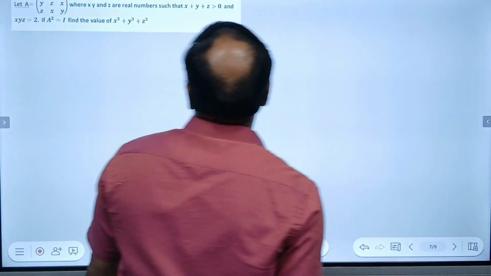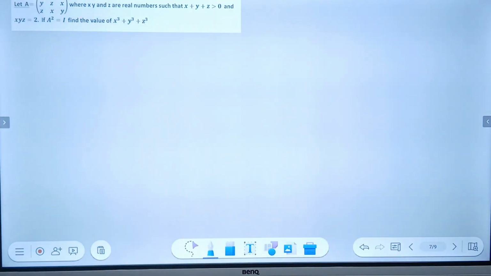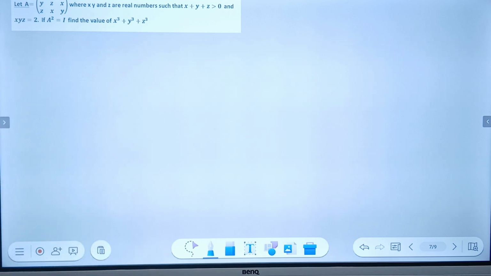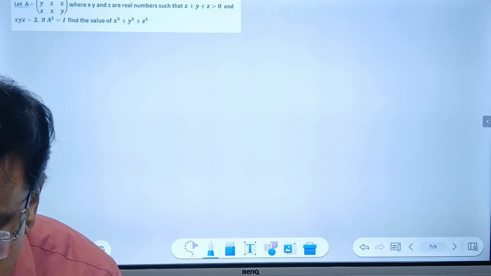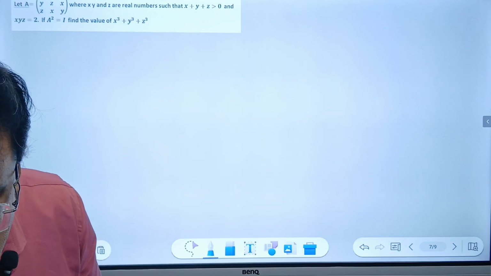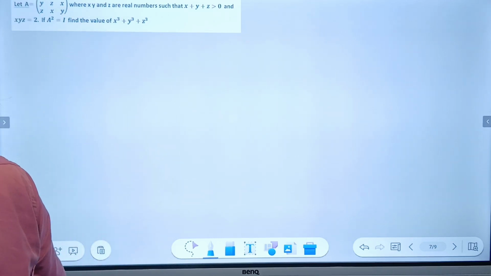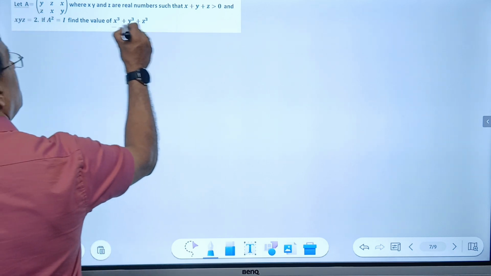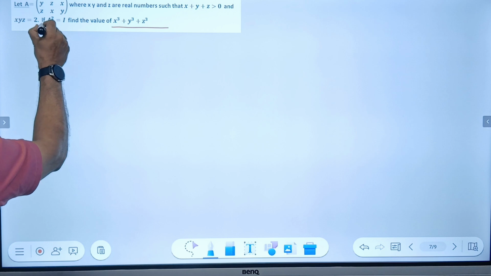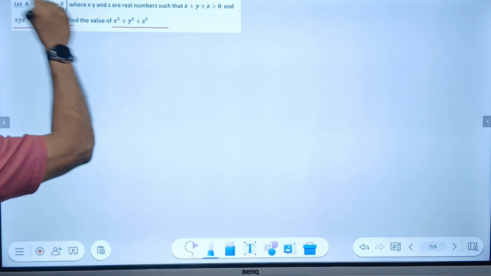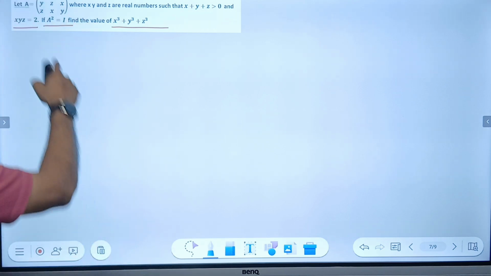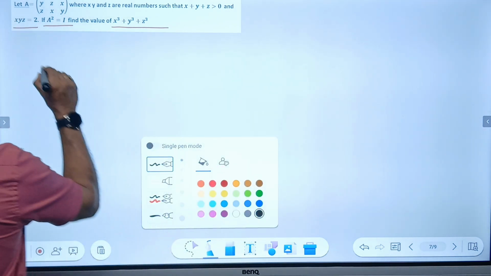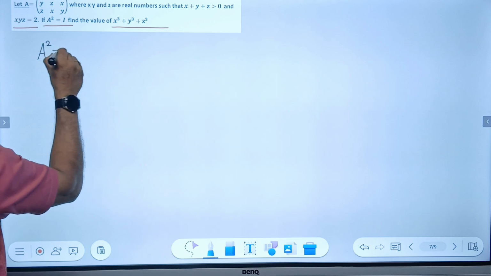Okay. Now let's go to this nice problem. Let A equal to x, y, z, y, z, x and z, x, y. Now here what you are supposed to do is, you are asked to find the value. What value you want to find? You are asked to find the value of x cube plus y cube plus z cube. And what is given to you? That A square equal to I and xyz equal to 2. So first let me make use of A square equal to I. It's very clearly given in the question that A square equal to I.